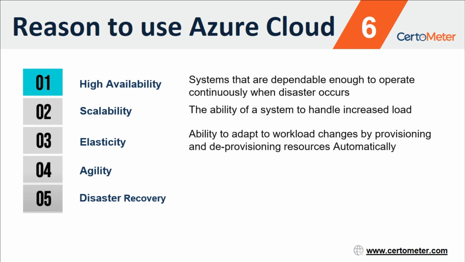Elasticity is the ability to adapt to workload changes by provisioning and deprovisioning resources automatically. That means when there is a large amount of traffic, you have to provision a lot of resources at a time, and it will automatically scale out and scale in depending upon the traffic that you are receiving. Agility is the ability to adjust resources to meet changes in demand. It's more of the speed and flexibility a cloud offers to its customer.